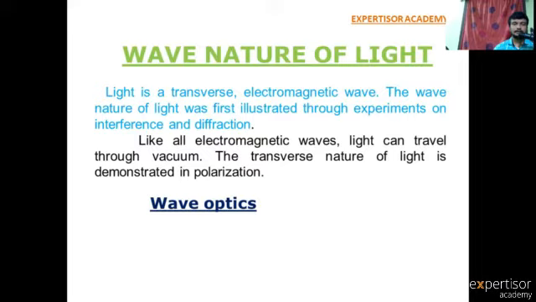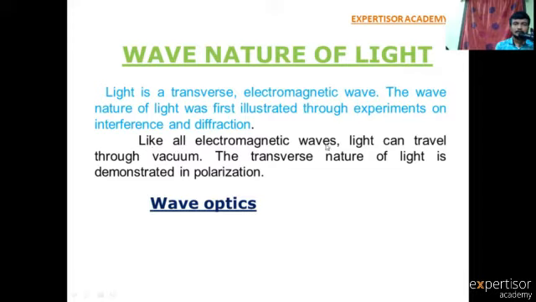Next, diffraction. Light rays usually flow in a straight line. If light faces any obstacles, it crosses these obstacles at the sharp edges by bending its path. So this is the process of diffraction.